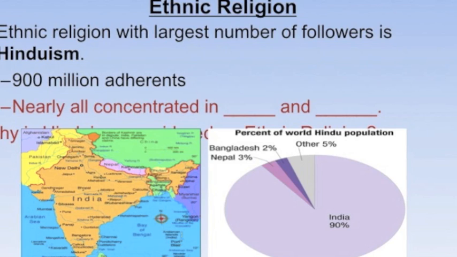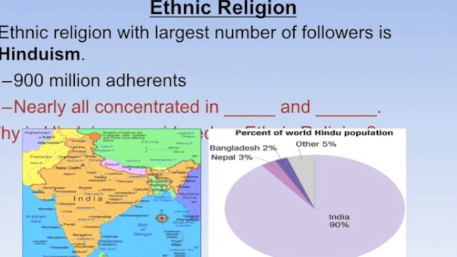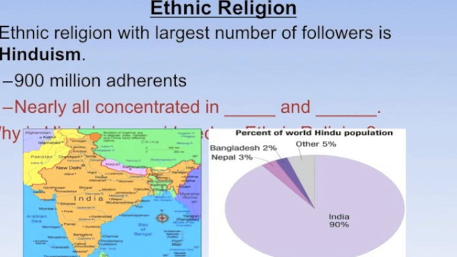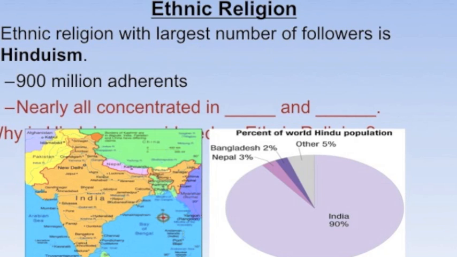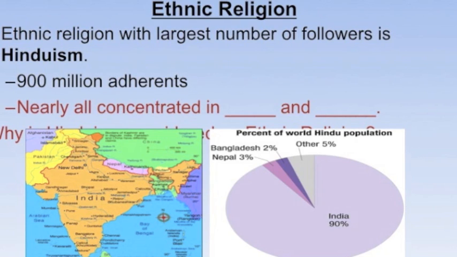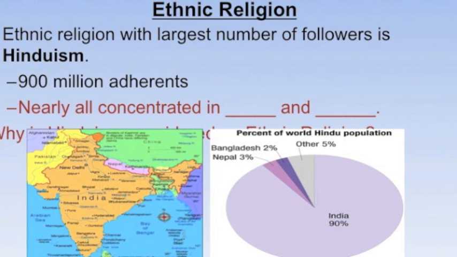We are going to look at ethnic religions now. So we finished our 3 universalizing religions. Now we're going to take a step back and look at our ethnic religions. The ethnic religion with the largest number of followers is Hinduism. They have 900 million adherents, and nearly all of them are clustered in India, Bangladesh, and Nepal.